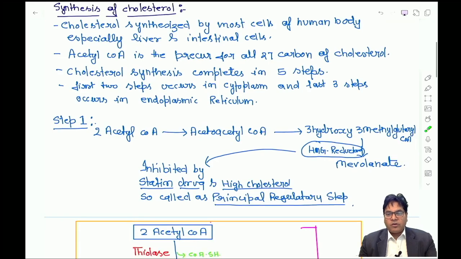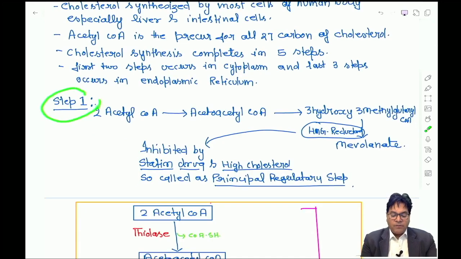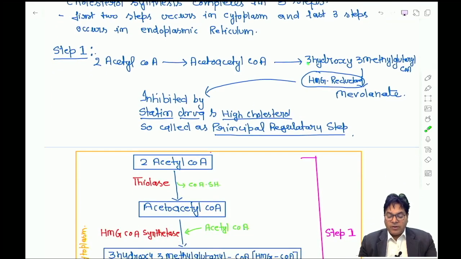Now we will talk about the synthesis of cholesterol step by step. So this is step 1. In this step 1, 2 molecules of acetyl coenzyme A give rise to mevalonate, and this is the condensation of 2 molecules of acetyl coenzyme A. This first step is called the principal regulatory step because the enzyme HMG reductase converts 3-hydroxy-3-methyl-butyryl coenzyme A into mevalonate.